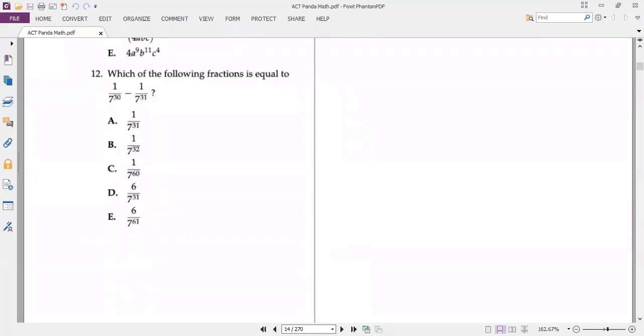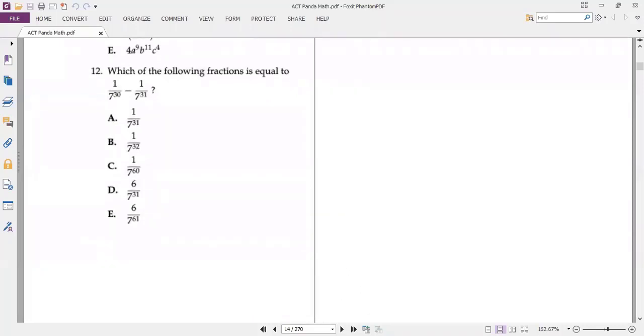For number 12, which of the following fractions is equal to the given one? Very, very easy one. Don't try to use a calculator. I will tell you why now. But first of all, try to take a common factor. The common factor is the least power. Why? I will explain it here. 30 minus 1 over 7 power 30 times 7. This is the common factor. Take it out.